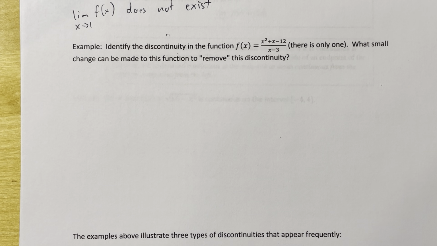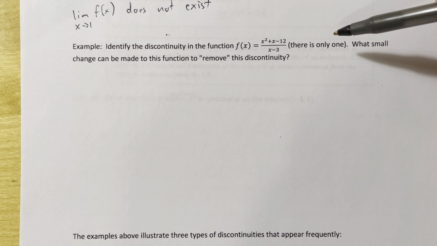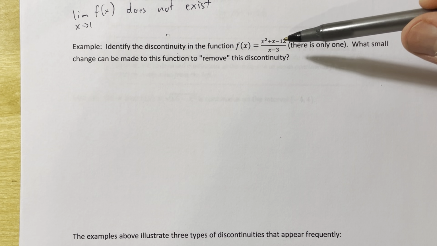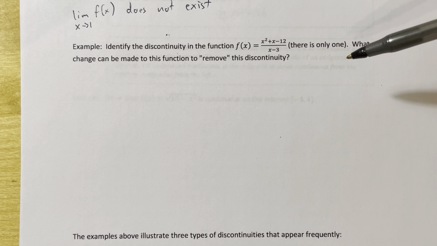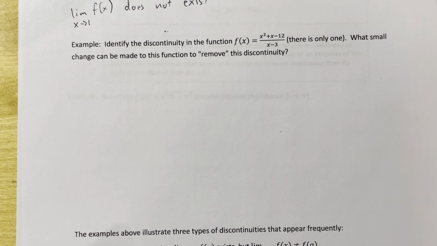Let's look at another function. This time it's not piecewise, but we want to identify a discontinuity in the function f of x equals x squared plus x minus 12, over x minus 3. And we're asked this additional question: what small change can be made to this function to remove this discontinuity? Might be a little confusing what that means, but we'll try to make sense of it.